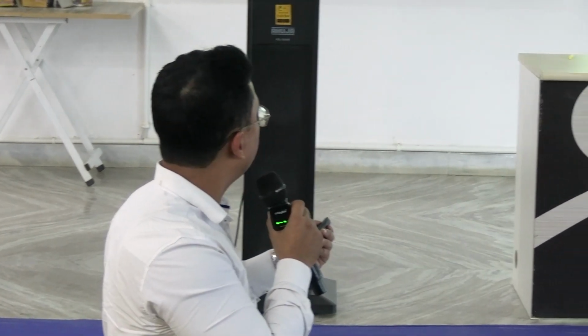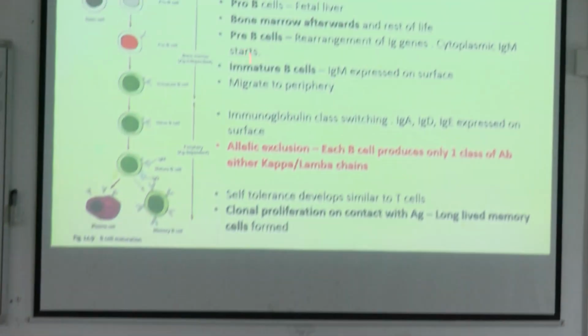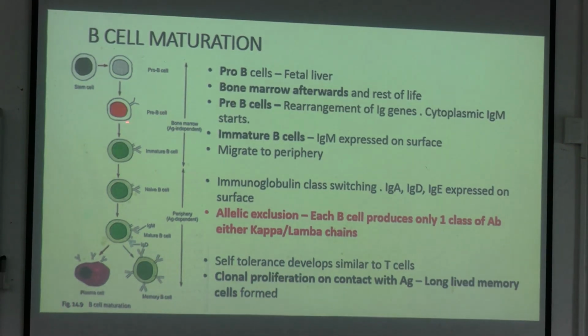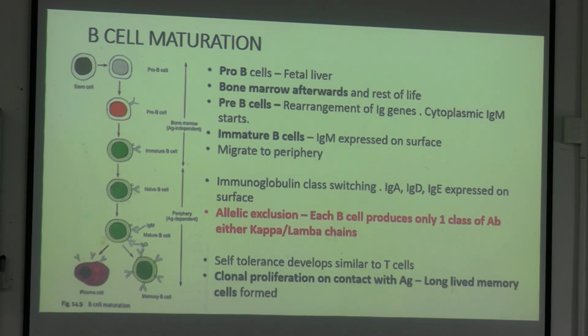Now B cell maturation is a little bit easier to understand. You can see there one is the stem cell, from there the pro B cell is developed. From the pro B cell a pre B cell is developed. If you can see, this pre B cell has some molecule attached over the surface. What is this molecule? What does this structure look like? A Y structure, yes, antibody.